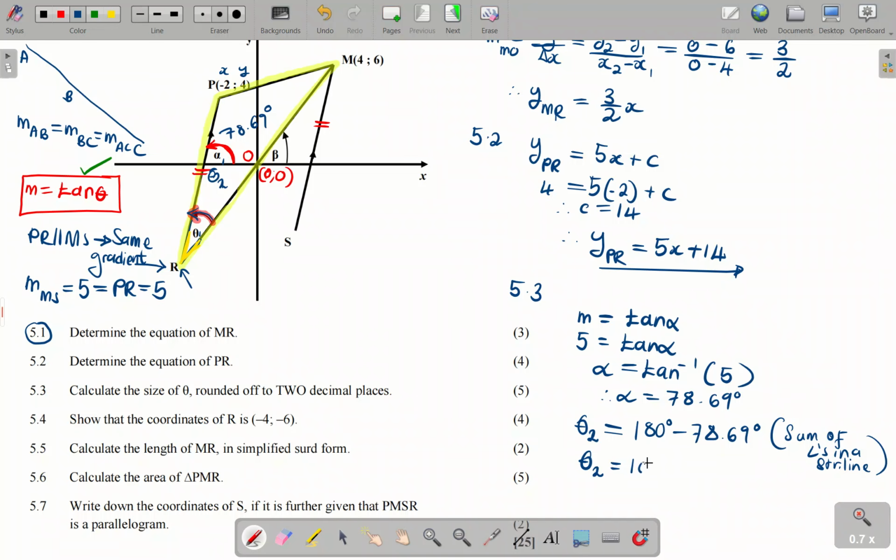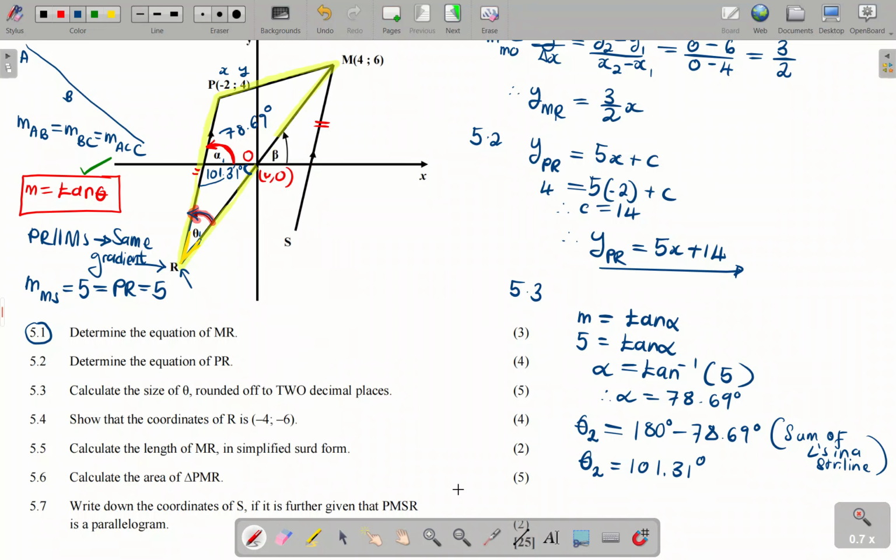So this is 101.31. Let me round it to there. So that's theta 2. So now you're not done. Now you know this angle here, you have this angle now to be 101.31. So now we have this angle here. We need this one here. To find this one, we need this one there. Understand? We need that beta there. So we need that beta.